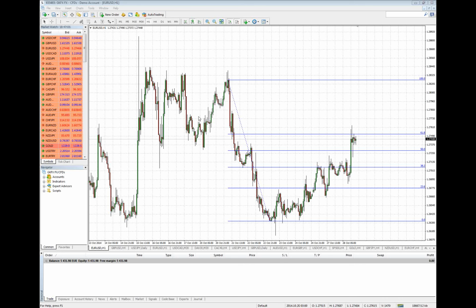So here we are on Euro USD, and by the way, it's up to date. It's very useful because it's applied to the last day of Euro USD. So what did I do, by the way? I'm going to delete my Fibonacci.